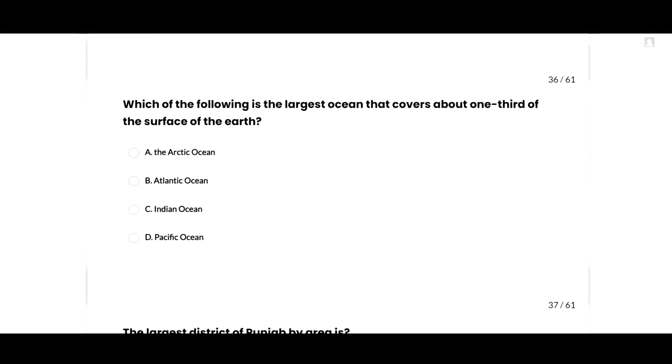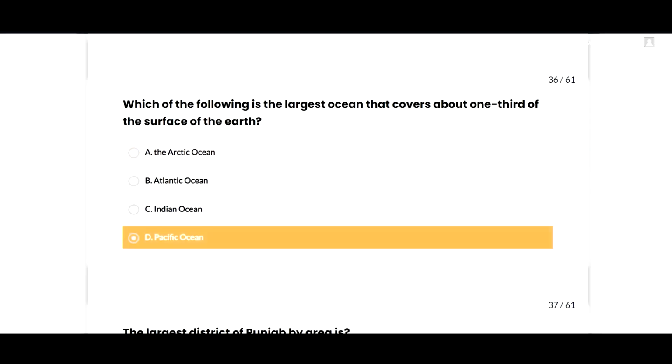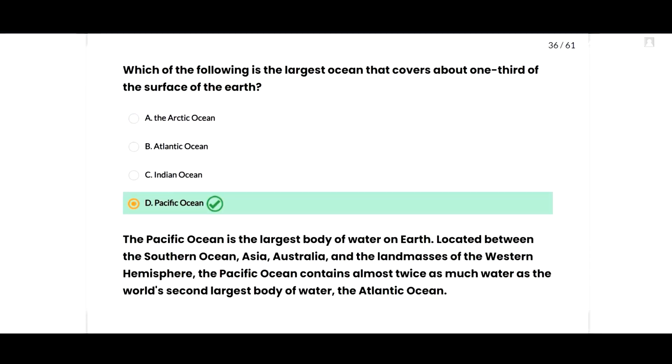The next MCQ. Which of the following is the largest ocean that covers about 1/3 of the surface of the earth? Pacific Ocean. The Pacific Ocean is the largest body of water on earth, located between the Southern Ocean, Asia, Australia, and the land masses of the Western Hemisphere. The Pacific Ocean contains almost twice as much water as the world's second largest body of water, the Atlantic Ocean. Here D option is correct.